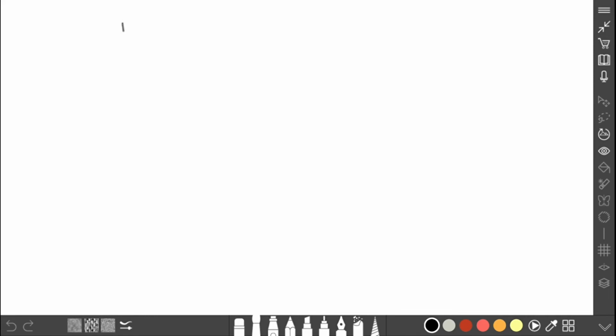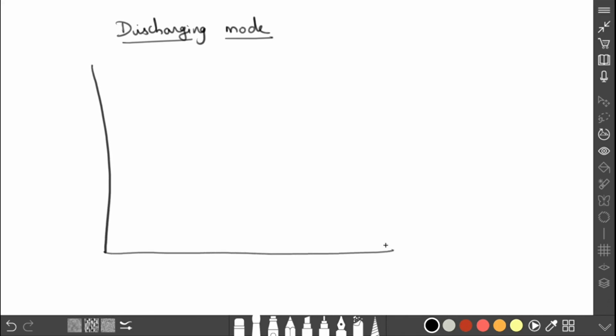Next we have to draw the discharging graph. How to draw the discharging graph? The same procedure, everything will be the same. Discharging mode. Time is the known variable for us, so time should be taken on the x-axis, and its unit should be mentioned in seconds. First the x-axis should be written and then the y-axis. Here we have taken voltage, its unit is volt.